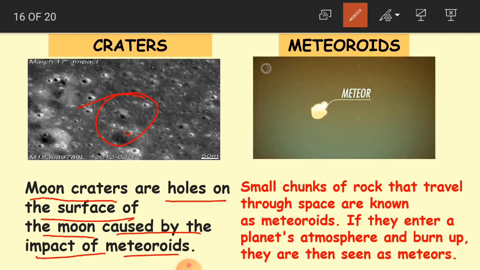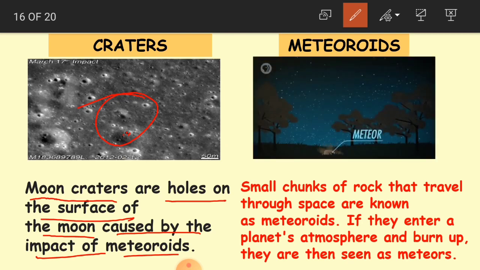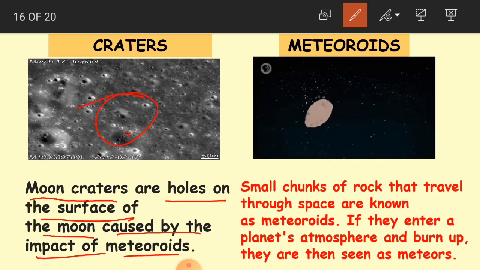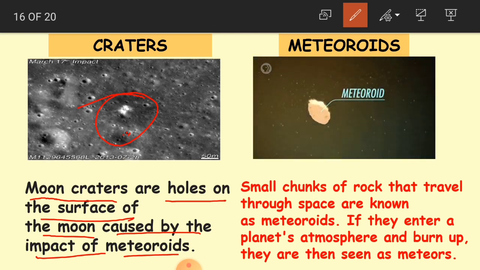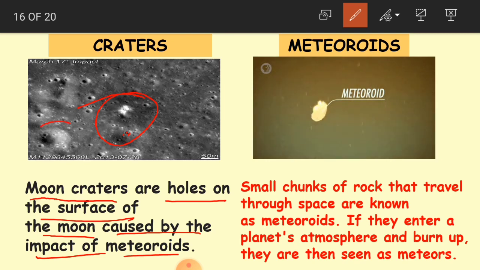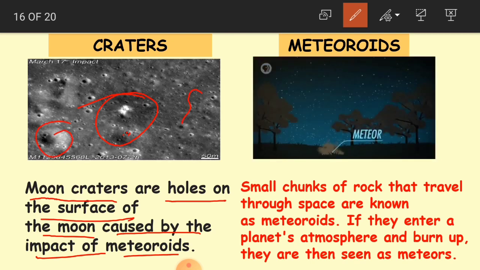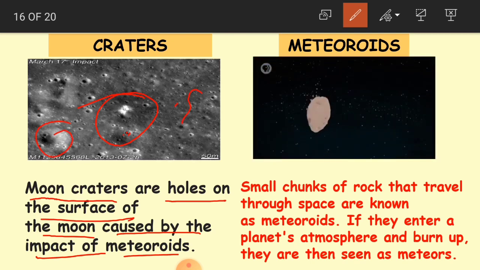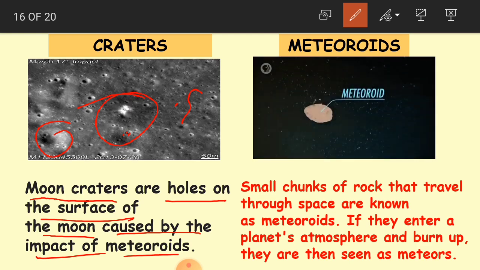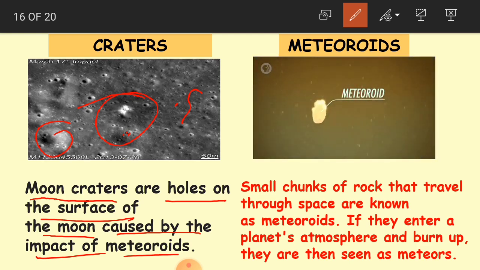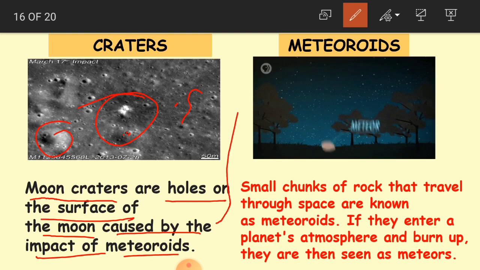So these moon craters are nothing but the holes on the surface of the moon, and they are round in shape. Are you able to see this? Yes. Now here, what are meteoroids? These meteoroids are causing these craters.